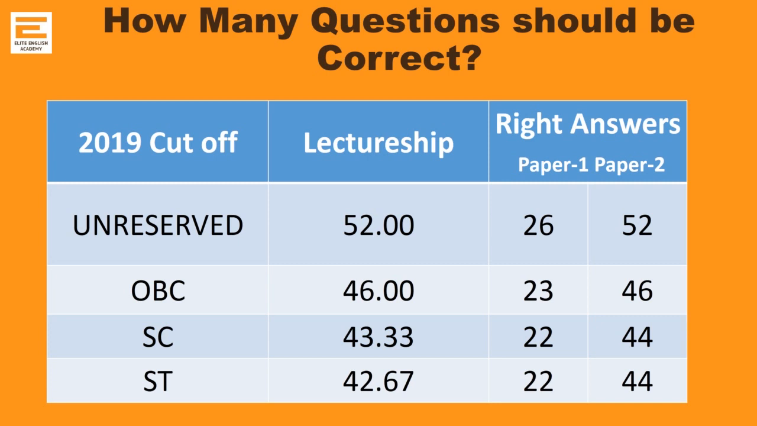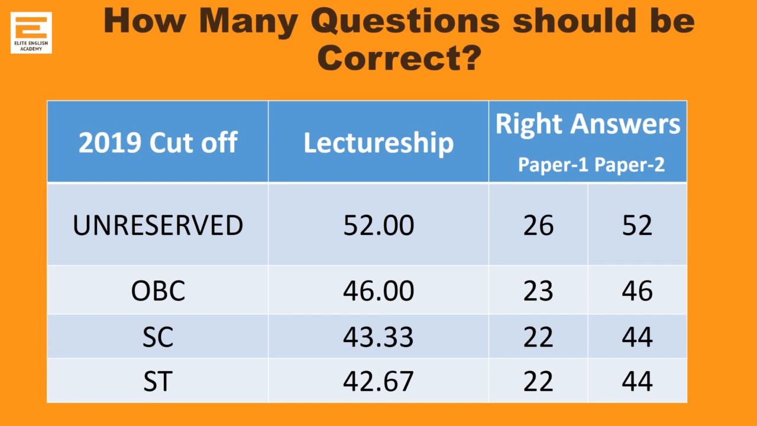So what would be the safer side? If you belong to the general category, in paper 1, 30, and in paper 2, 50 plus. Then definitely you can make it. For OBC and other categories, the mark ranges are very close. So in paper 1, out of 50 you have to get 25 questions correct. In paper 2, 50 will be the safer side, because every time you have to weigh 2% either above or below.